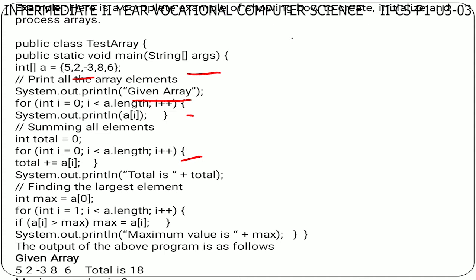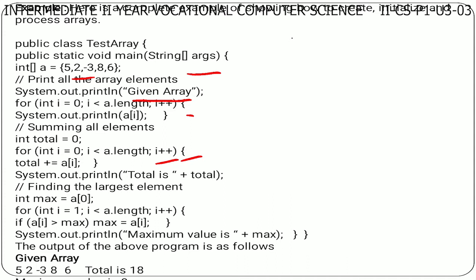Then again i is incremented. Then a[0] becomes a[1]. So in the array a[1], we are storing 2. So total = total + a[1], that is 5 plus 2. So total becomes 7.